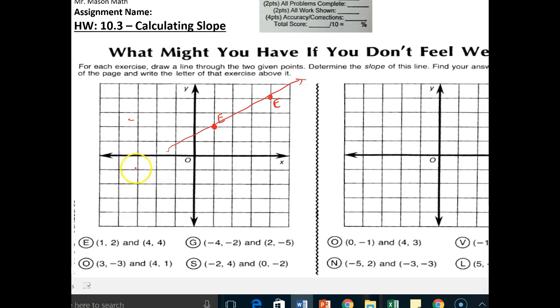And what you want to do is make it go all the way through the graph. So unlike I did there. All right. So it goes exactly through those 2 points and goes all the way through the graph and has arrows at the end. So you don't just stop and make it a line segment, you make it a line.